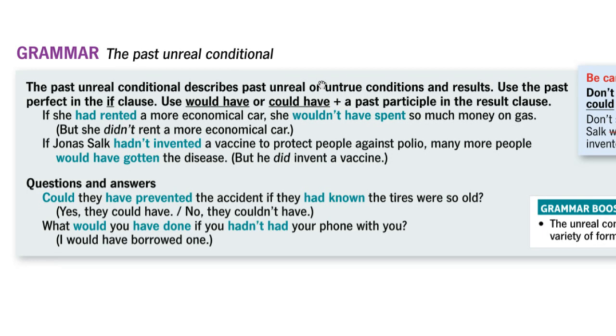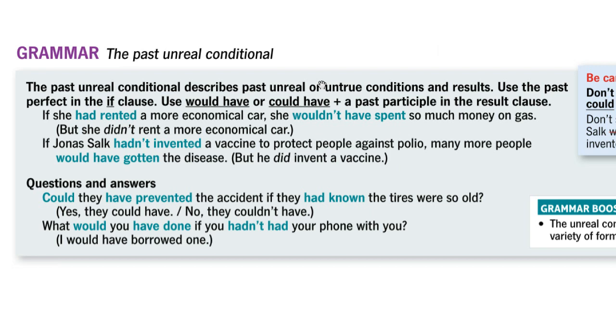In our books, page 90, we have two examples. So we are going to read them and then we're going to provide more. So the first example says, if she had rented a more economical car, she wouldn't have spent so much money on gas. In parentheses, it is explained to us that she didn't rent a more economical car. That's why we said if she had rented, and she wouldn't have spent.